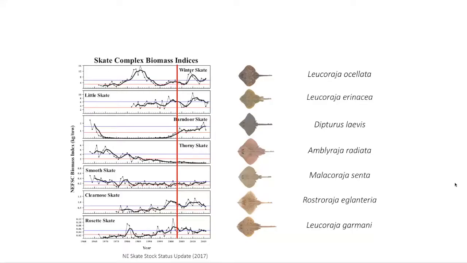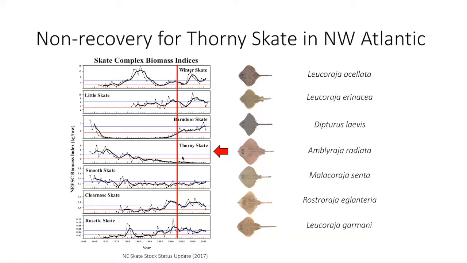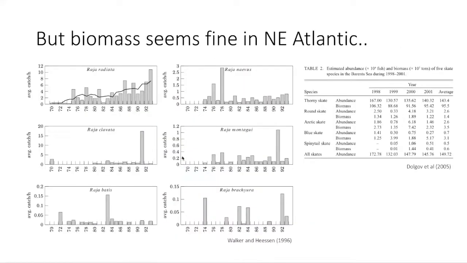And you can see, for example, the barn door scape is recovering very nicely, and the others are sort of bouncing around; there's a lot of stochasticity in it. But what is particularly problematic is the thorny scape here is actually not recovering whatsoever. So this is a concern, and this is a concern that has caught a lot of people's attention.